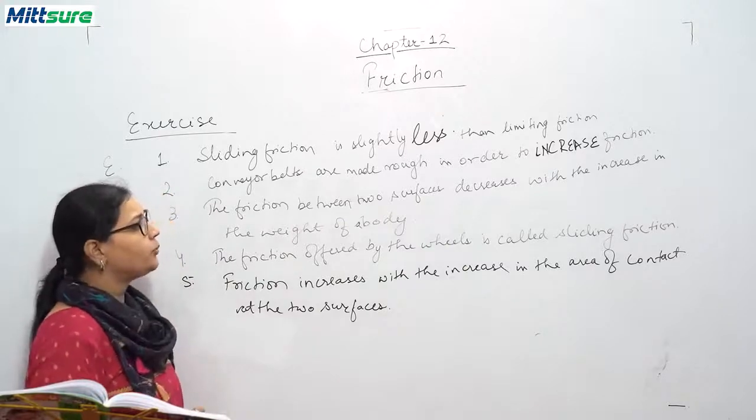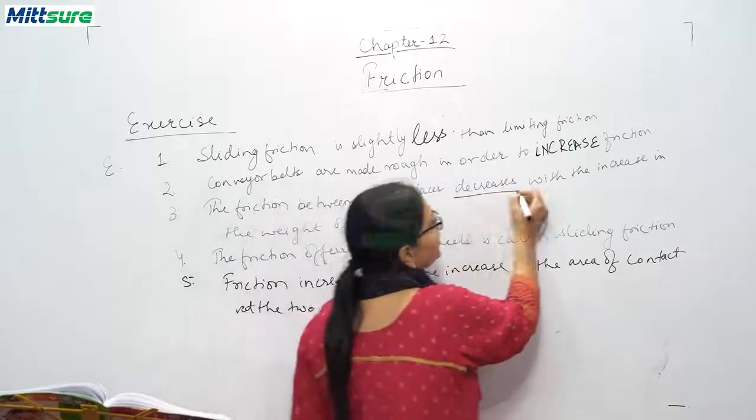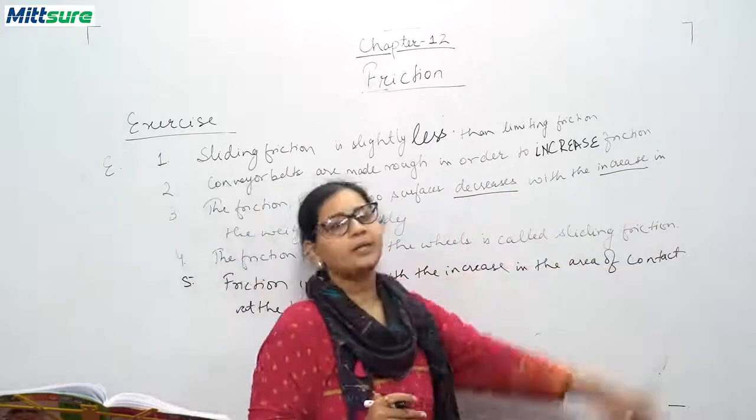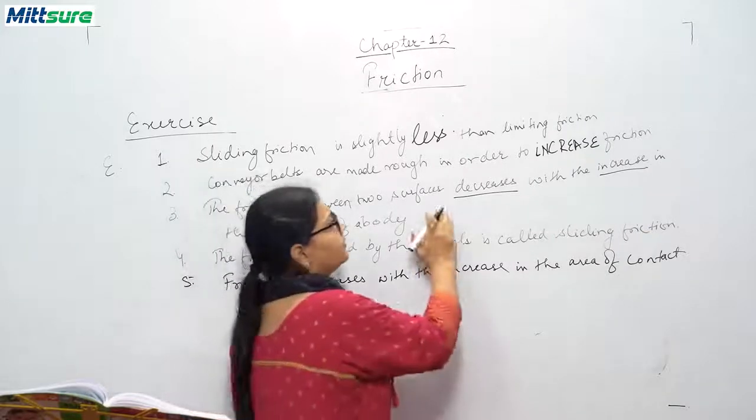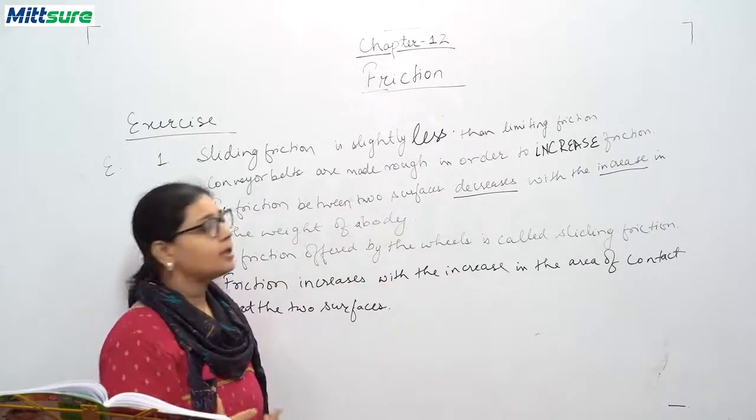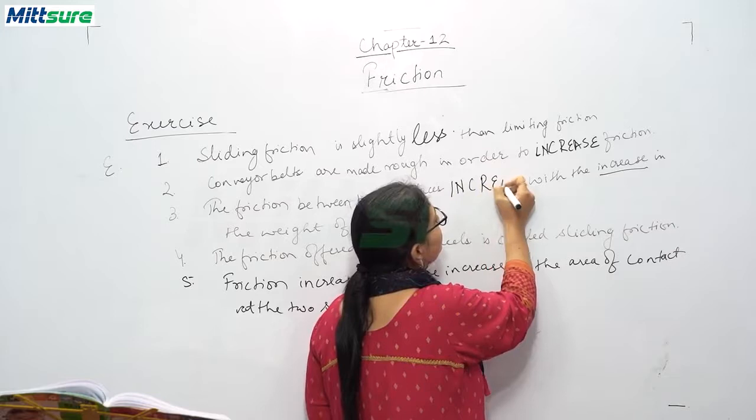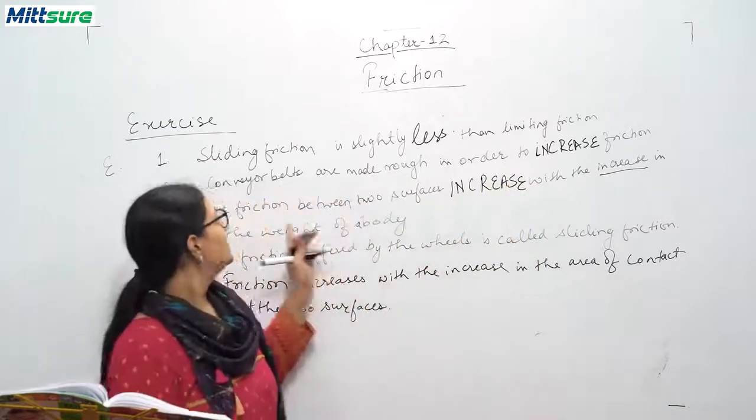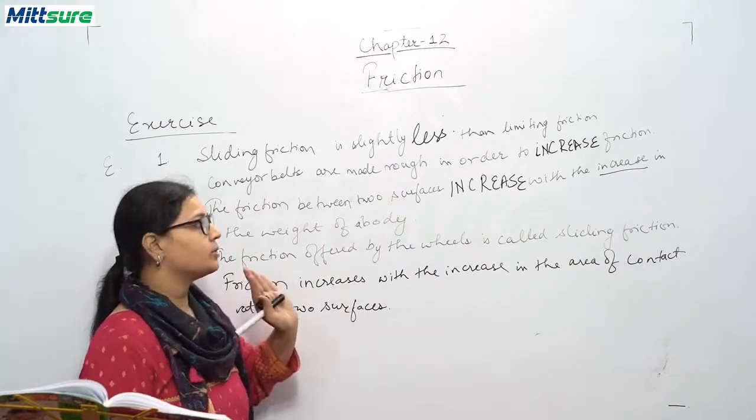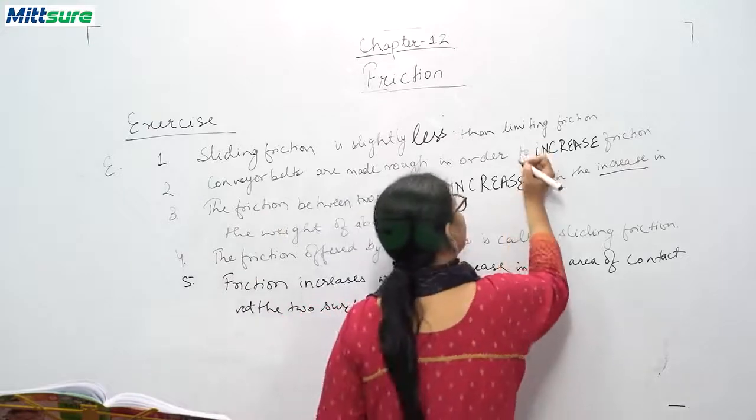Now the third one, the friction between two surfaces decreases with the increase in the weight of a body. Now students, we can do this in two ways. Either we can change this word or we can change this word, but only one word has to be changed. Okay? Bring increase here, or bring decrease there. So the friction between the two surfaces increases with the increase in the weight of a body. Okay? So let me write down here. Increase. Okay? Or you can also write the friction between the two surfaces increases with the decrease in the weight of a body, or just this much and the statement is correct. Okay? Only one you have to change. Increases. Okay.